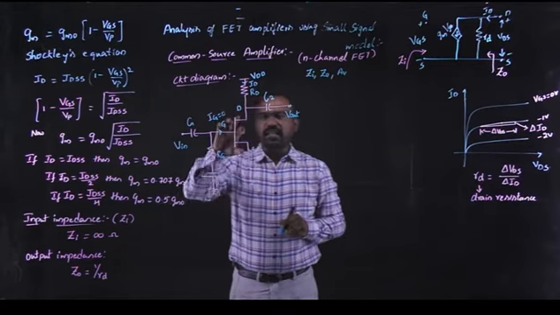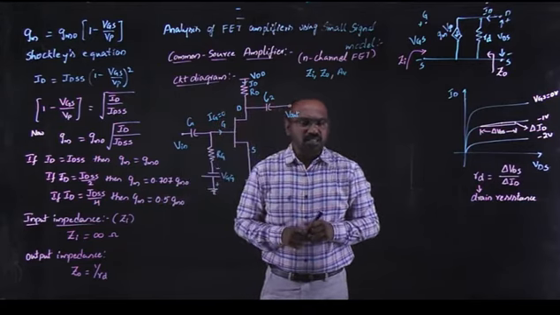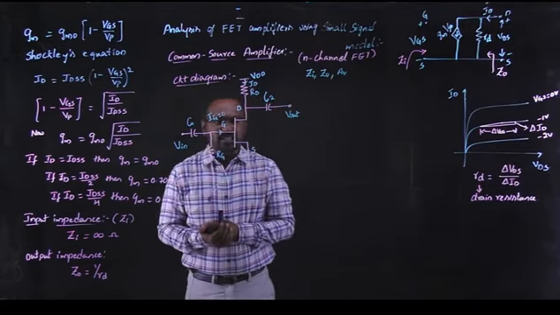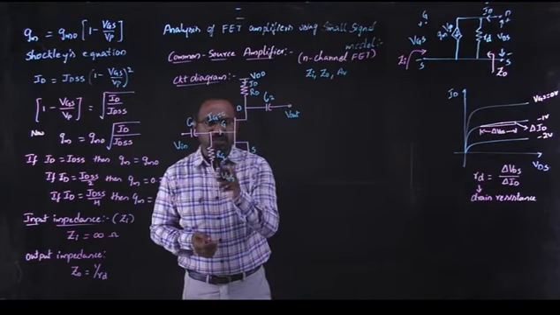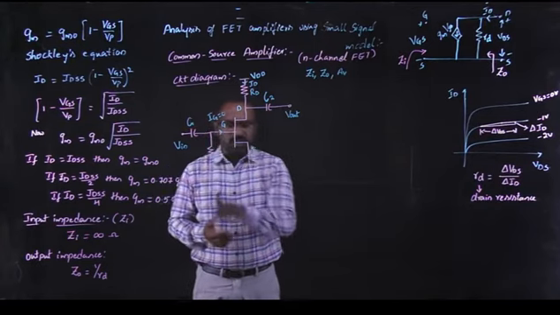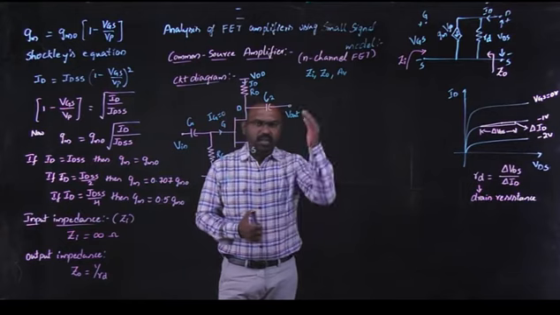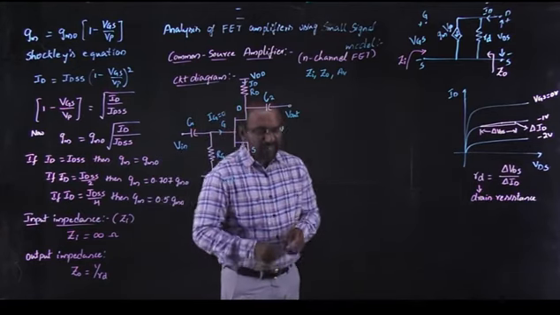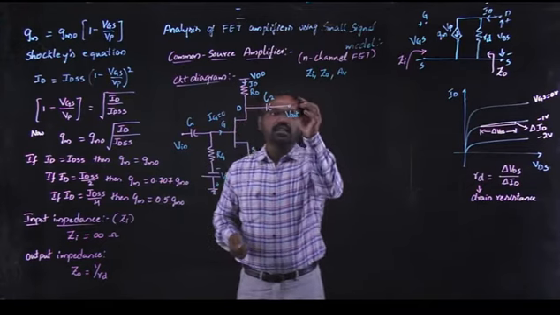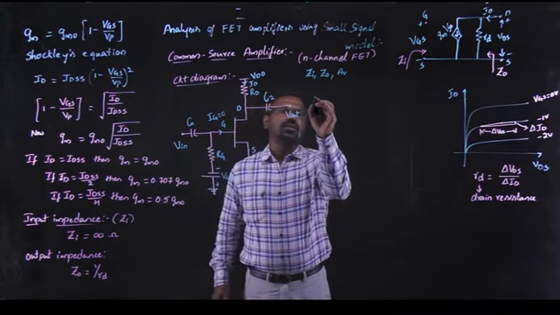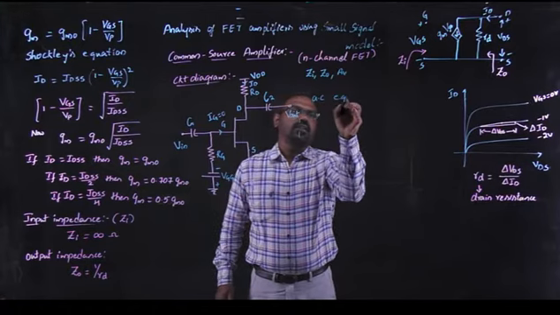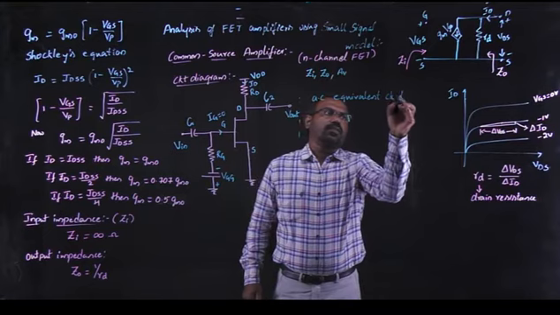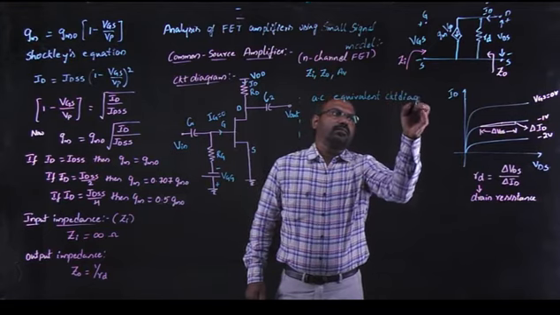So now I am going to find this. I will replace my transistor with the small signal equivalent circuit diagram. And here I am doing the AC analysis, so I am not considering the DC voltage. I will short circuit my DC voltage while I am drawing the equivalent circuit diagram. So now I am drawing the AC equivalent circuit diagram for that common source amplifier.